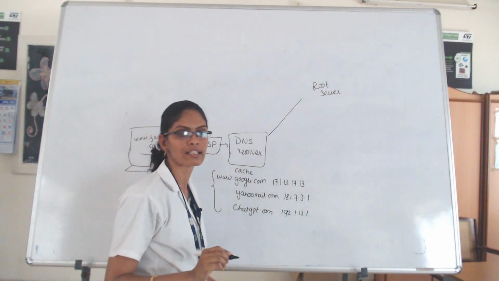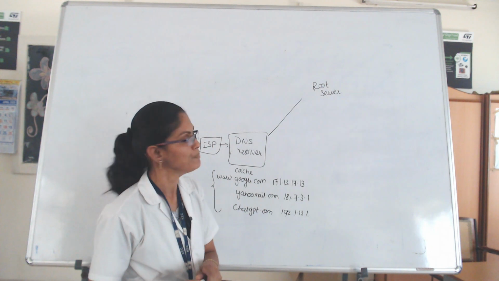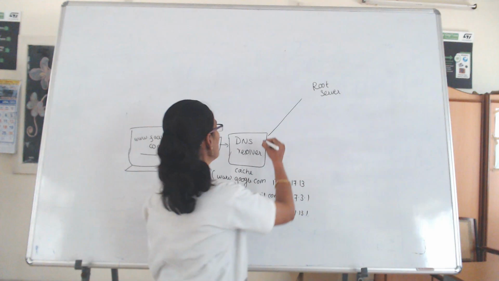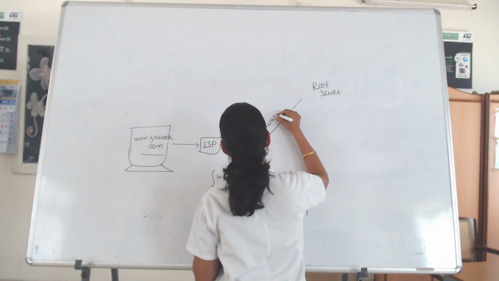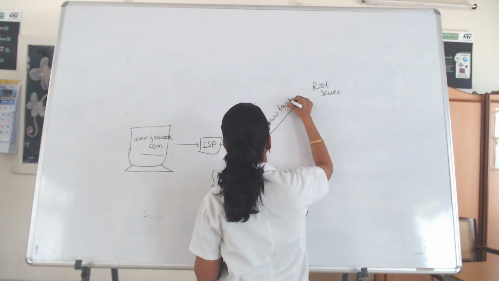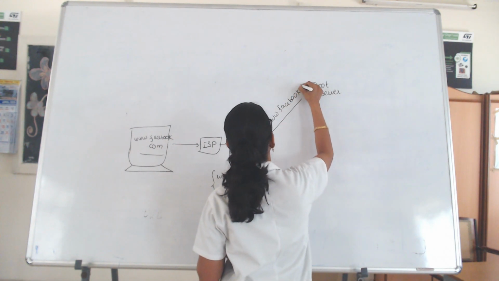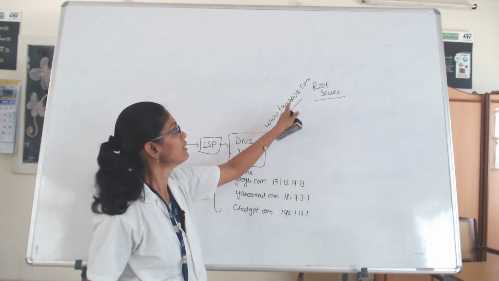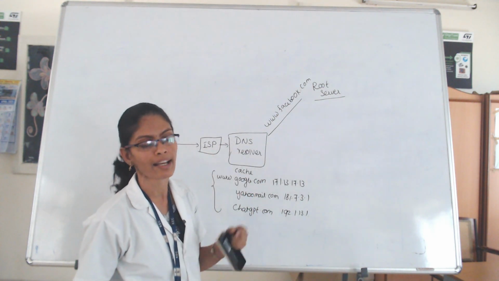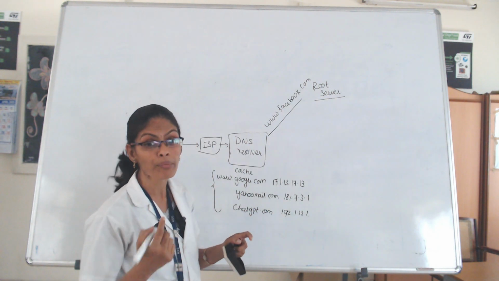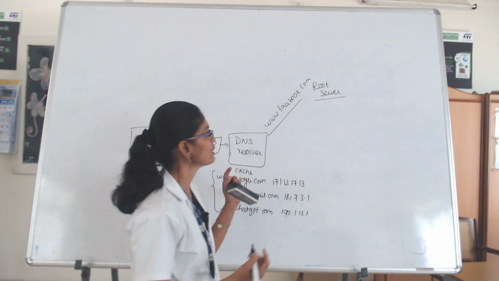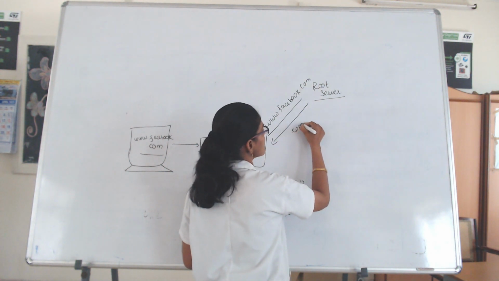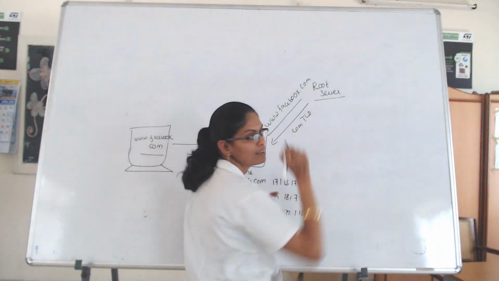The root server is the top level hierarchical server. So this DNS resolver will contact the root server asking for the IP address of www.facebook.com. This root server doesn't know the IP address of www.facebook.com. Rather than that, it knows whom it has to contact to get the IP address. So it will say that you have to contact the .com TLD server to get the IP address.